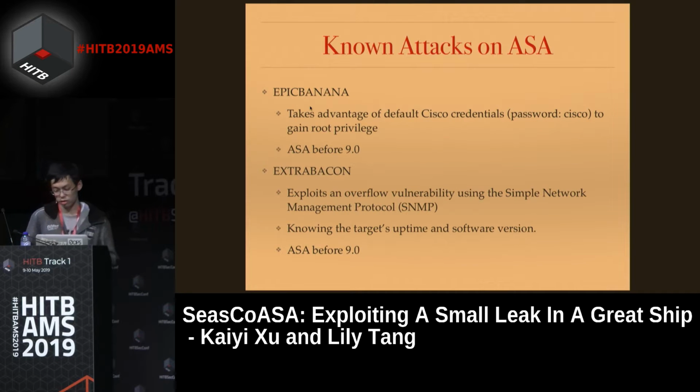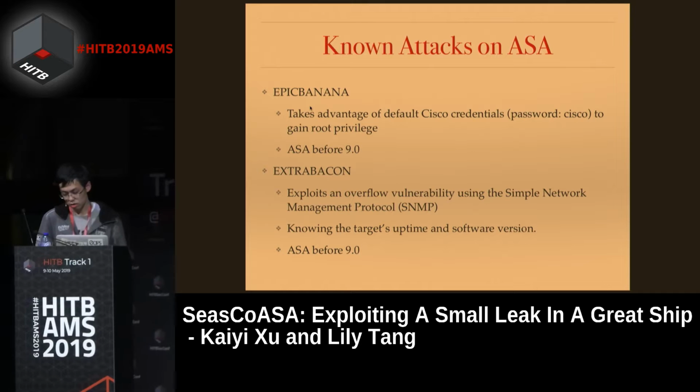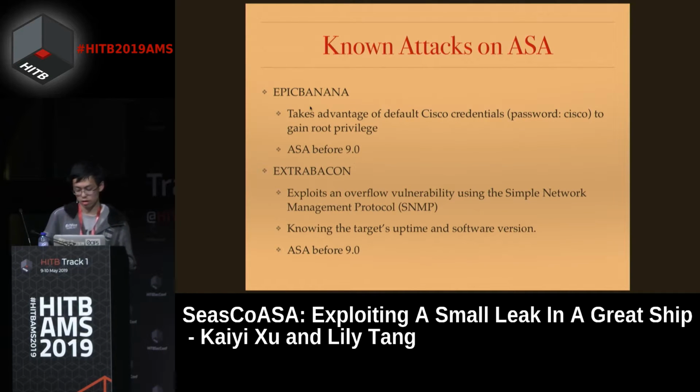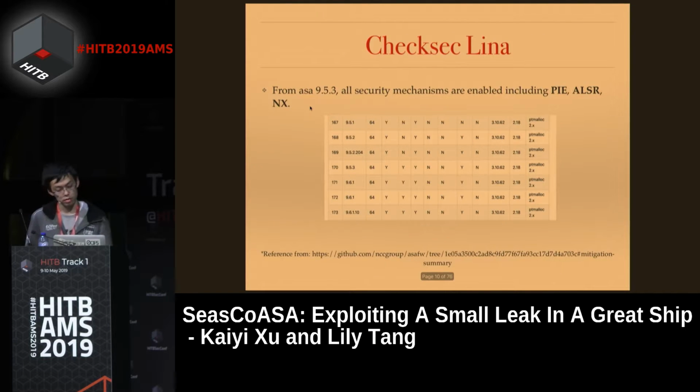The Shadow Brokers revealed the existence of two exploits against Cisco ASAs called EPICBANANA and EXTRABACON, both of which only affect Cisco ASA versions before 900. However, according to the study of the NCC Group, all the protection mechanisms have already been enabled, including PIE, ASLR, and NX. This is a table from NCC Group. So it means that there is not any public exploit, as far as I know, remaining available.